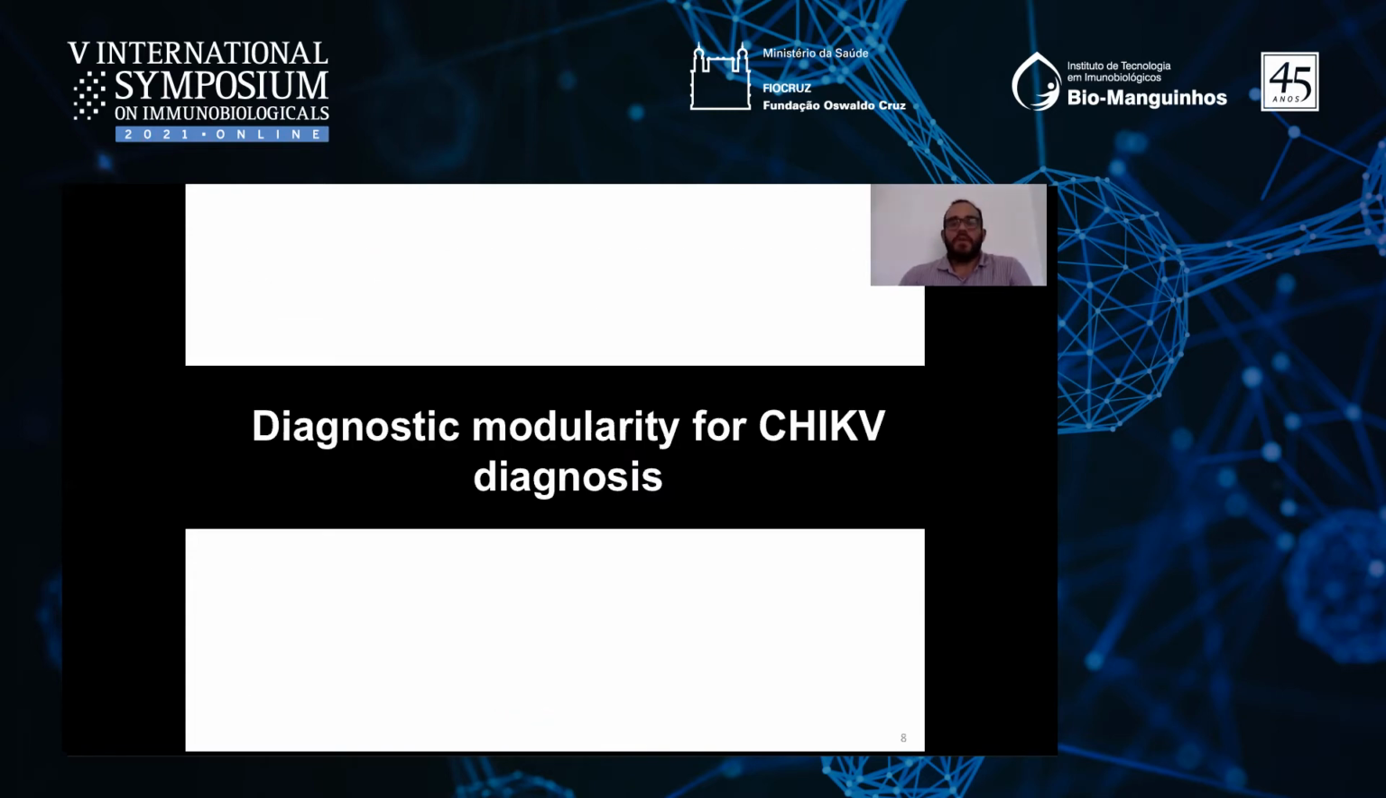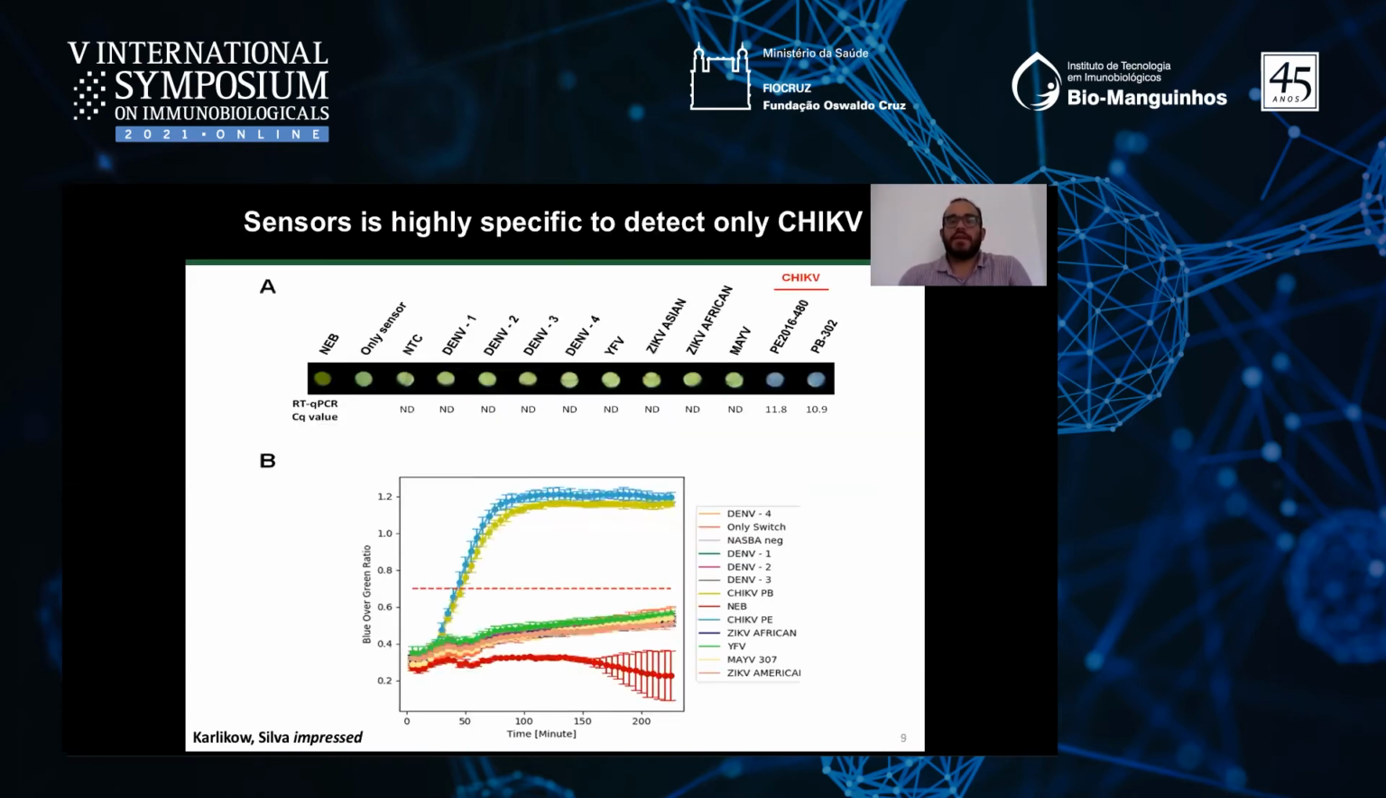Then, we adapted the system for chikungunya diagnosis, where initially we evaluated the analytical specificity, and you can see here our test was very specific for chikungunya detection, and cross-reactions were not reported against other important arboviruses, including dengue, Zika, malaria, and yellow fever virus. We also confirmed the results with RT-qPCR.